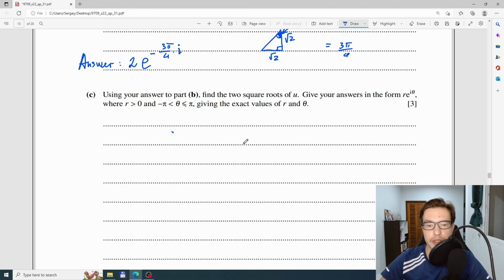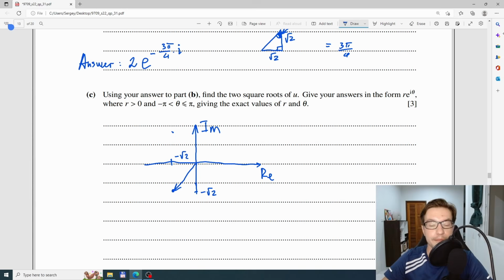And in order to do so, let's have a look at the Argand diagram one more time. Real part, then imaginary, minus square root of 2. Imaginary part is also minus square root of 2. And we can think of our number as the point or as a vector. Okay, now what happens here is that we found the angle. Theta was negative 3 pi over 4.